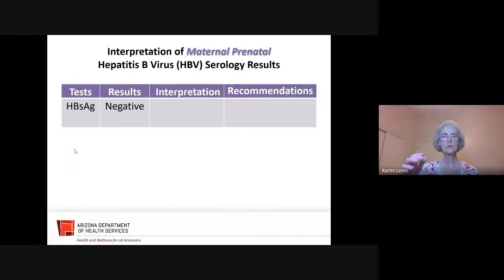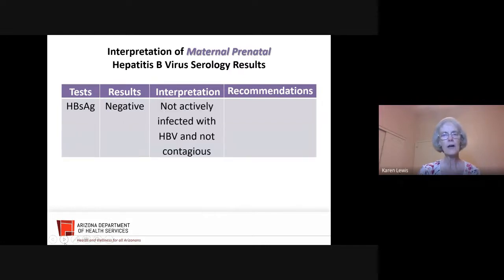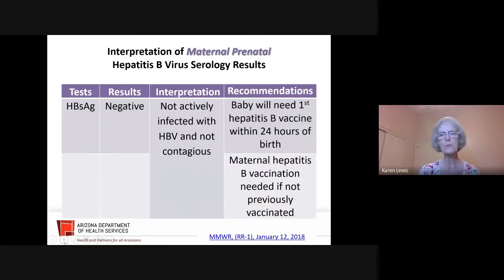So if the mother's surface antigen comes back negative, what does that mean? That means not actively infected with hepatitis B and not contagious. And so what should you do? Baby will need the first hepatitis B vaccine within 24 hours of birth. If the mom has never had hepatitis B vaccination, we know she's surface antigen negative, then she needs to be vaccinated so that she can be protected and the baby can be protected. Future babies can be protected.